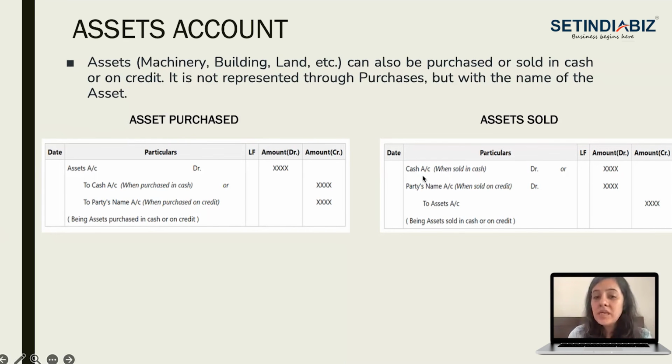Assets sold, cash is coming in, right? When assets are sold on credit, it means the payment will be received after some time, not immediately. So for that time being, till we receive the payment, we will record the party's name. Party's name debited to asset account. Asset is being decreased, so it will be credited, right?